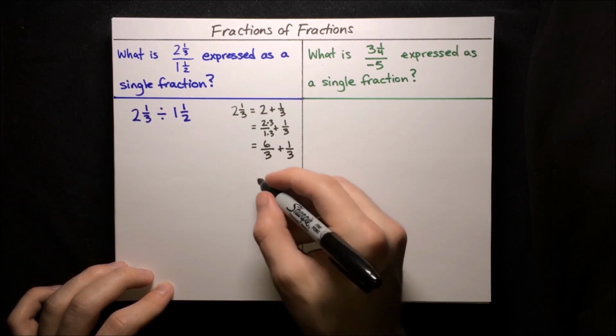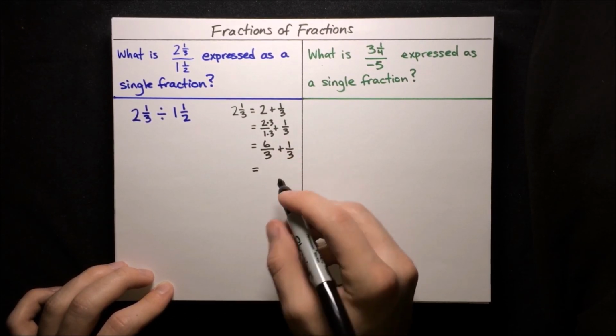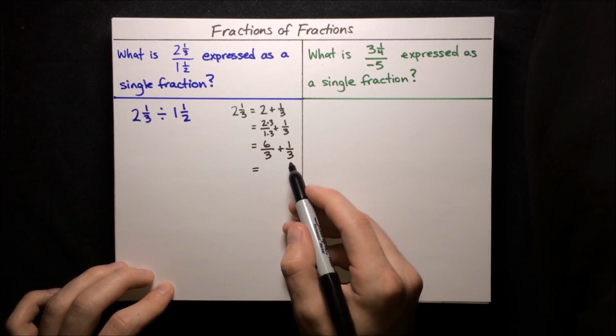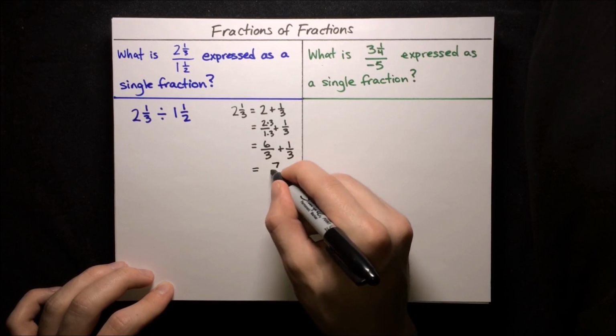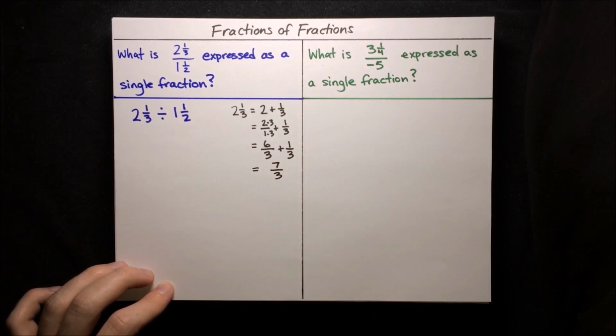And we can just go ahead and add these two fractions. Remember, to add fractions with the same denominator, all we have to do is add across the numerator. So 6 plus 1 is 7, and then we've got over 3 as our denominator.